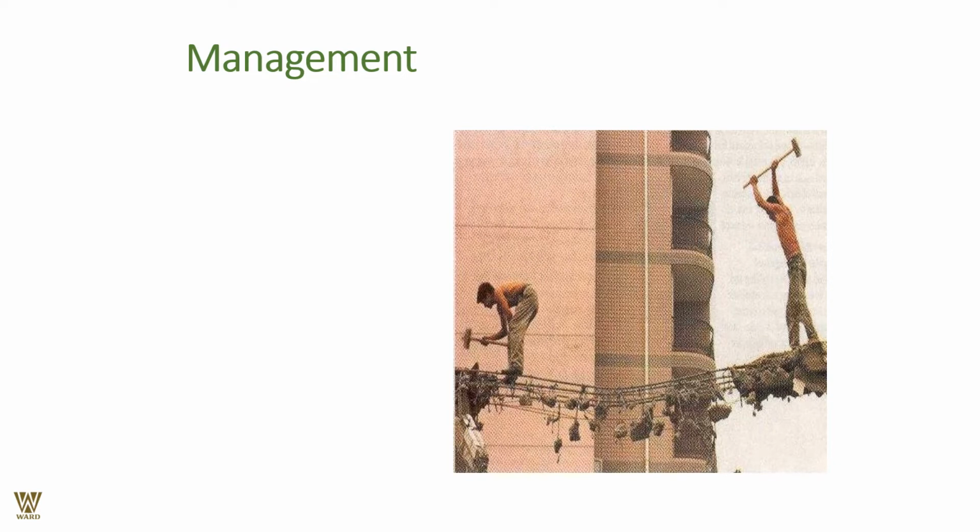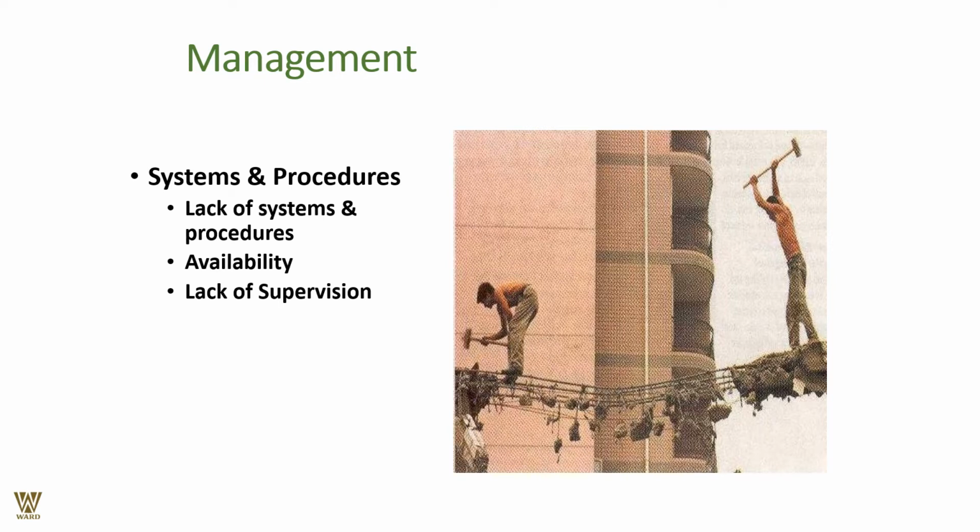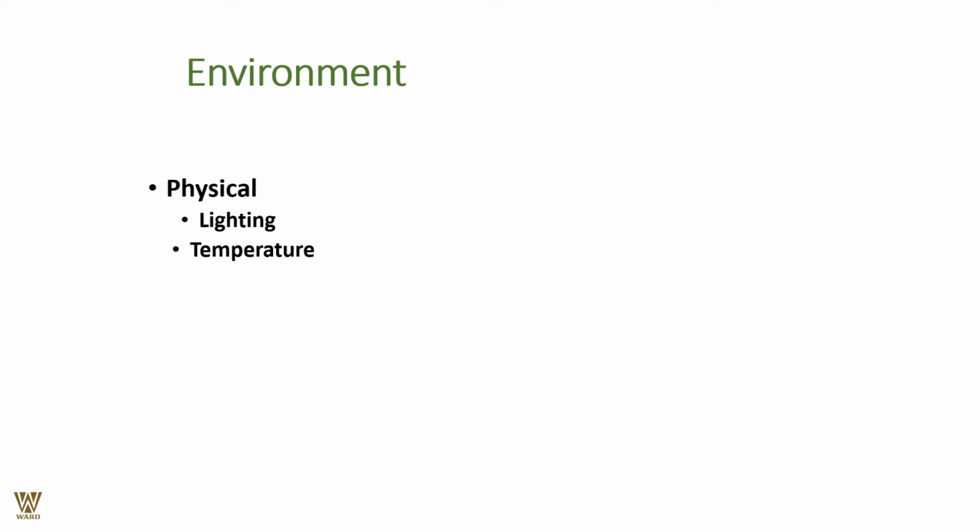If you look at the picture, this gentleman is actually at a height breaking up a structure and they don't have a safety harness. There is no fall arrest system in place. This is what management is all about: the lack of systems, procedures, availability, or even the lack of common sense or supervision. So the systems and procedures are what predominate, which might accelerate accidents or prevent them from happening.